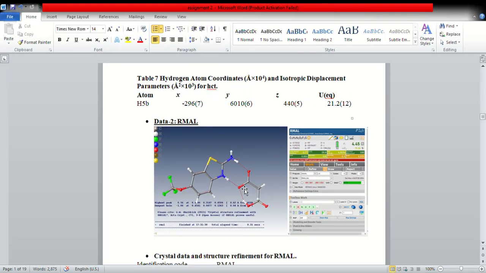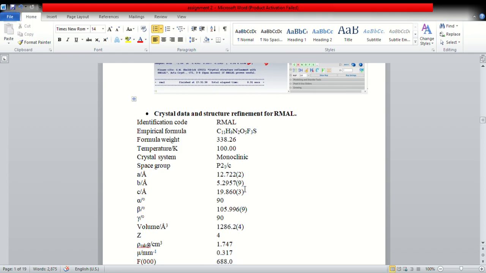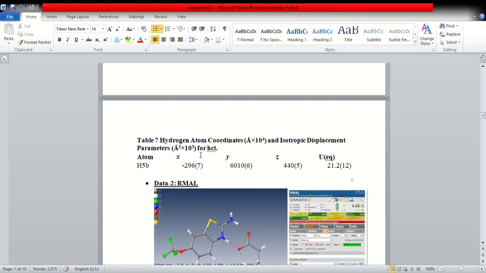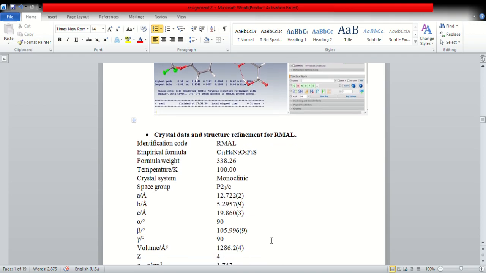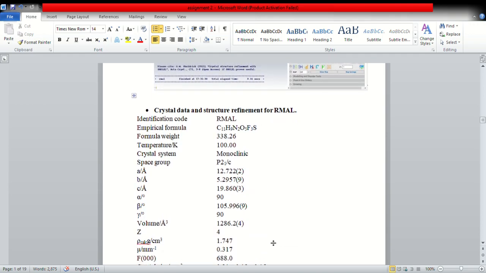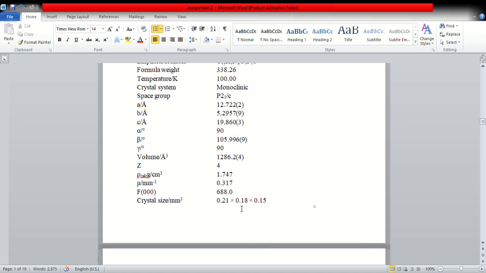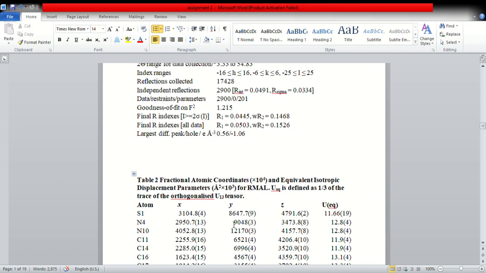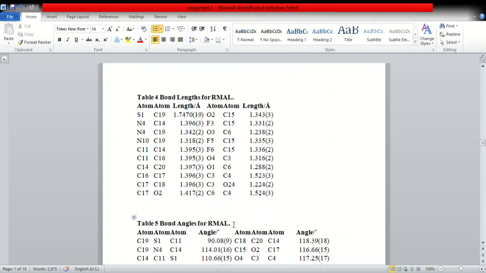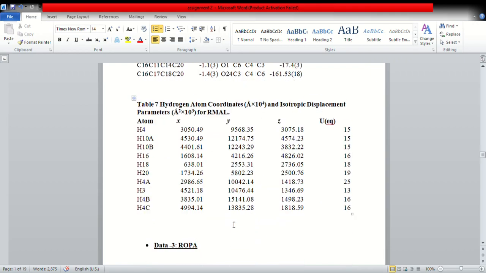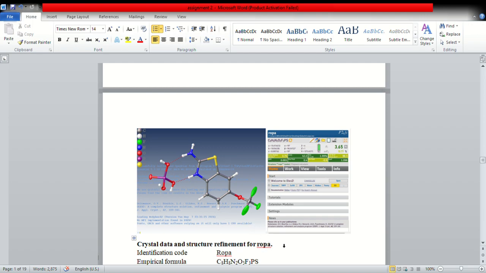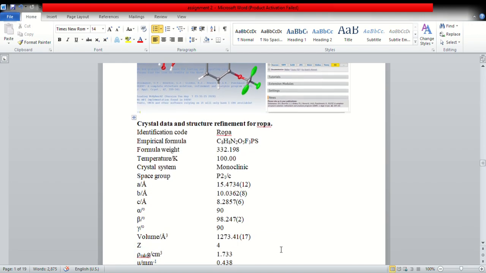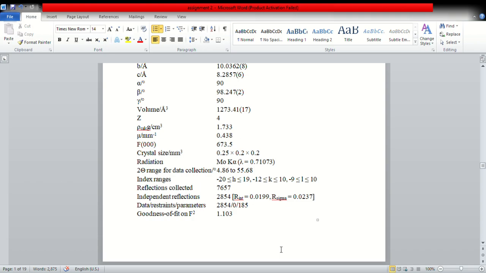Now, in a similar pattern, data 2, that is folder 2, the RML structure, has also been solved, and the report has been obtained after solving the structure by OLEX2 software. Here are the parameters that have been obtained, and I have mentioned them here. Now also folder 3, which is mentioned as ROPA here, the crystal structure has been solved, and here are the parameters that I have mentioned, which are obtained as a report from the OLEX2 software.